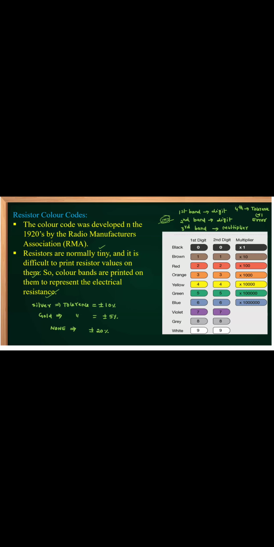The colors are black, brown, red, orange, yellow, green, blue, violet, gray, white. For black, first digit is 0, second digit also 0, multiplier is 1. For brown, the digit is 1, multiplier is 10.